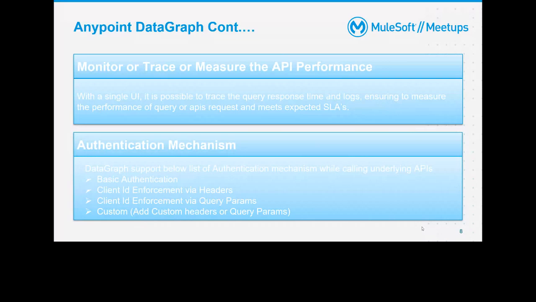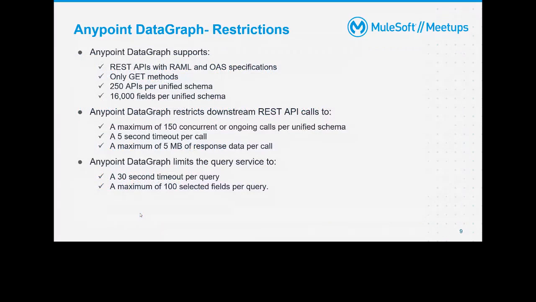You can exactly find out which API is taking more time for sending response back to the Anypoint Data Graph. Right now Anypoint Data Graph supports a few authentication mechanisms: basic authentication, client ID enforcement with header, query parameter, and some custom ones, like you can add a custom header or query parameters. But I have one solution where you can enable other authentication mechanisms for Anypoint Data Graph.